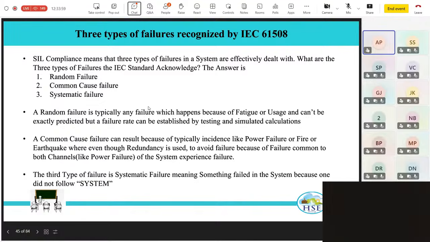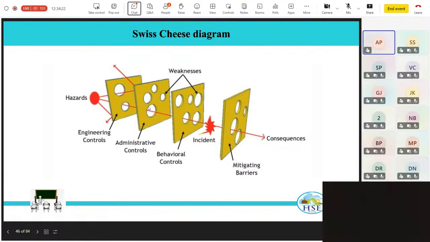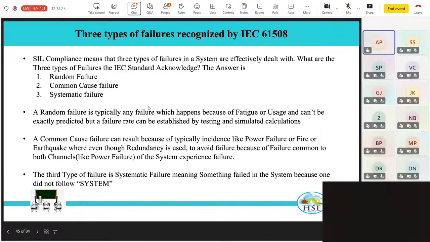A random failure is typically any failure which happens because of fatigue or usage. It can't be exactly predicted, but the failure rate can be established by testing and simulated calculation. To show what random failures are, I will show you one slide. First, we will pull it up.